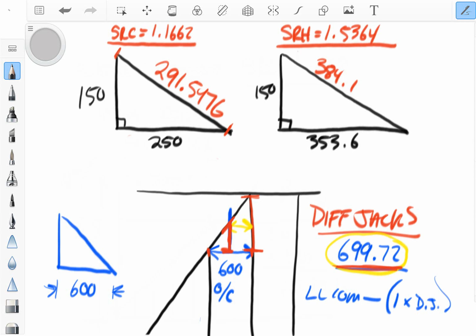Okay, that is it for our slope ratio lesson. We will carry this on now in one of our rafter worksheets.